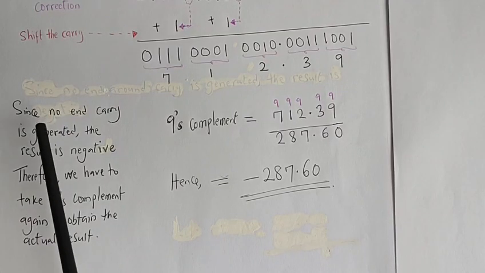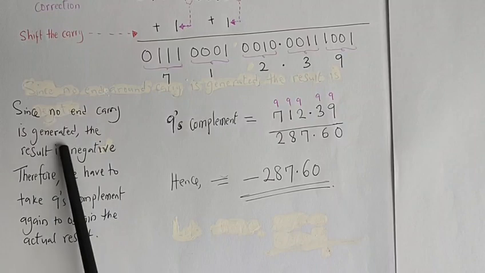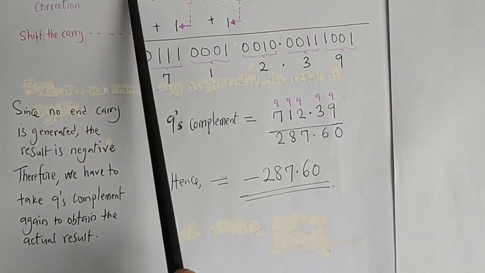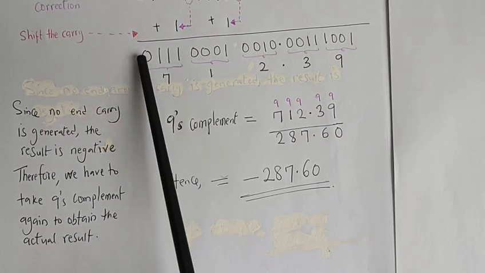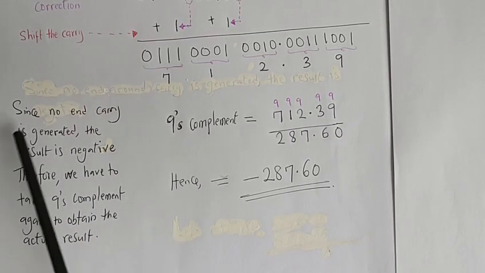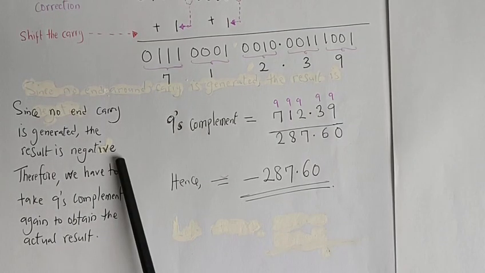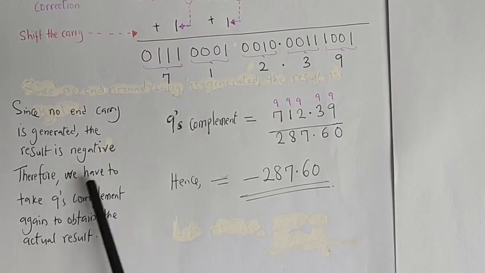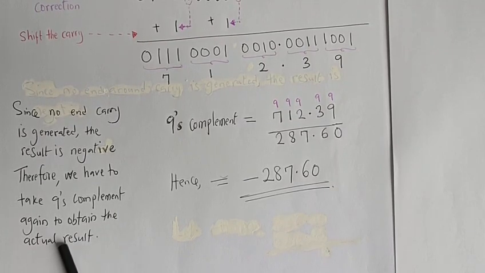So now the fifth rule says, since no end carry is generated, there is no end carry generated at this point. There's also no end carry generated at this point. So since no end carry is generated, the result is negative. In that case, this result is going to have a minus sign. Therefore, we have to take the 9's complement again to obtain the actual result. So this is what the fifth rule and the sixth rule says.